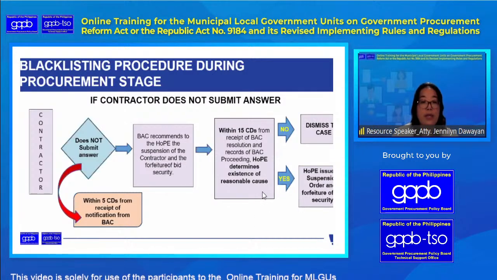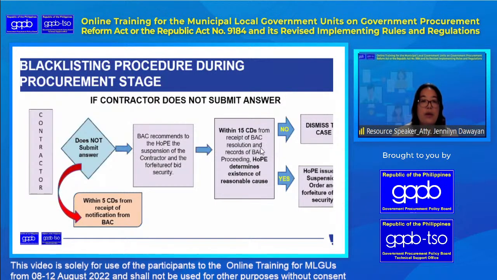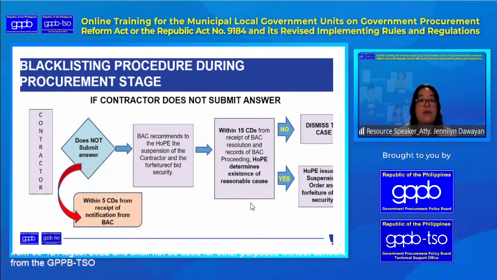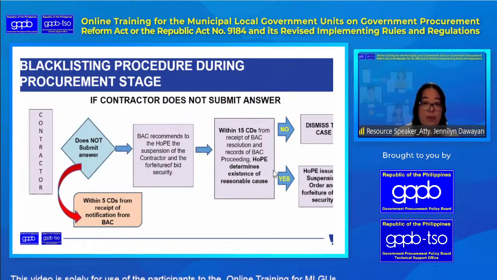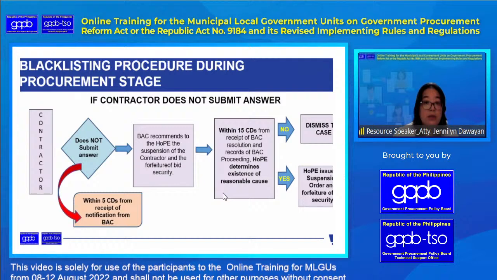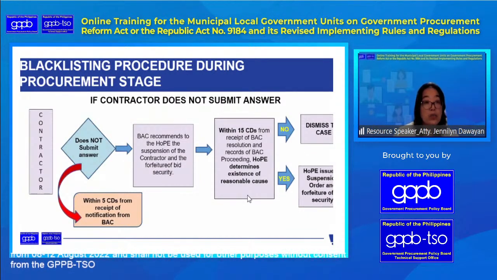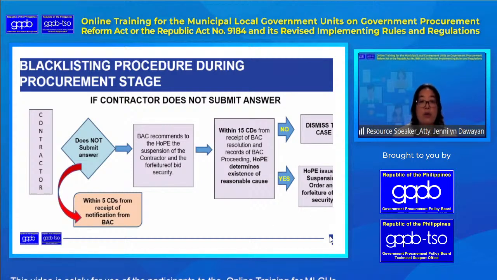And within 15 days from receipt of the BAC resolution and records of the BAC proceeding, the HOPE determines the reasonableness of the cost, no? Or reasonable cost to whether or not proceed with the blacklisting, no? So kung sakaling, is it with reasonable cost? Yes, then it will issue the suspension order and forfeit the bid security, assuming, of course, that the bid security is in the form of cash, no? Cashier's check, what else? Irrevocable letter of credit, and surety bond which is callable on demand.